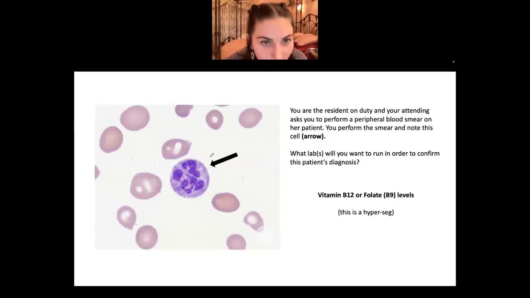Remember that you see hypersegs most commonly in your megaloblastic anemias, your giant looking anemias where the cells are really, really big. If you see hypersegs, that's another indication of it. It was a tie-in with GI because you did do B12 and B9, but you will go into megaloblastic anemias next year. Cool, very good.